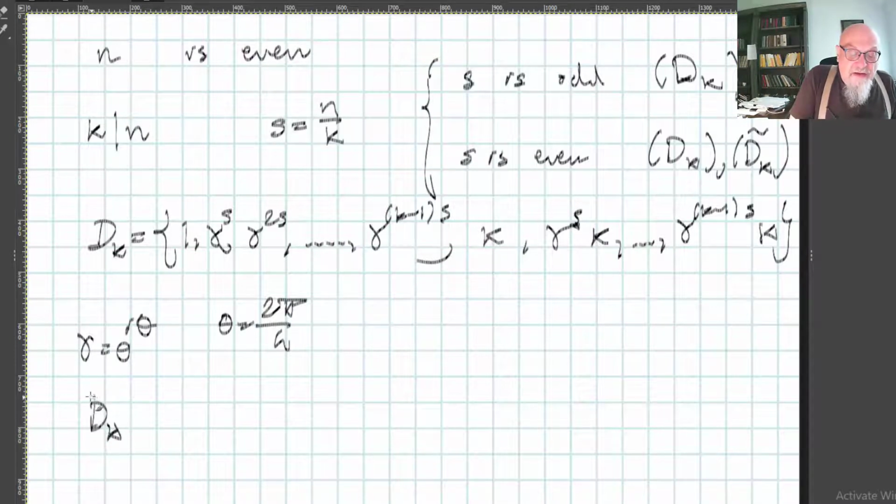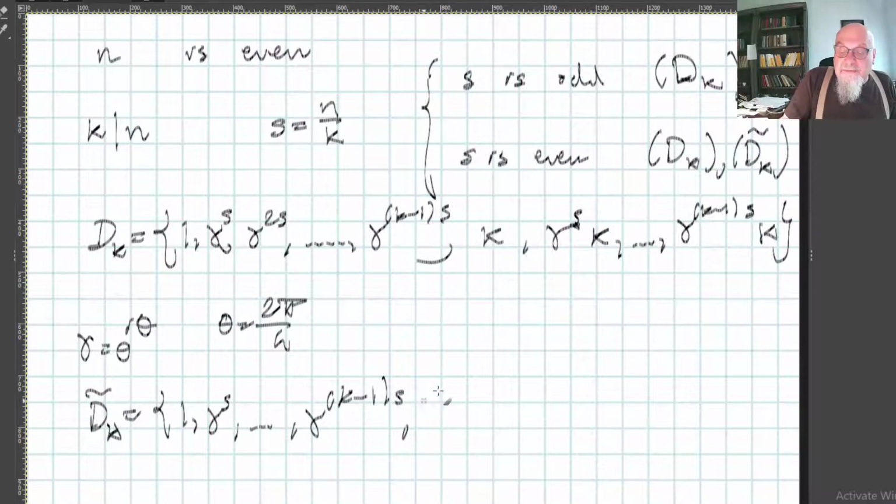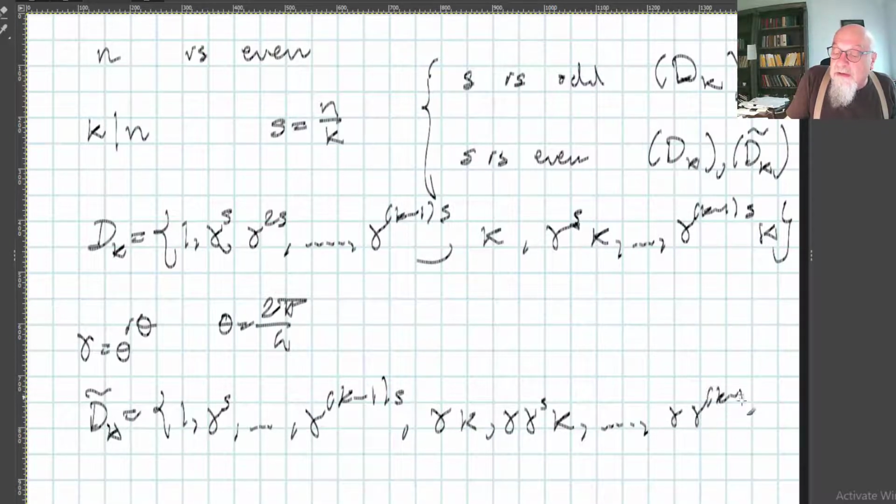So what is the group dk tilde? In this case, this group has the same rotations, and this is gamma^((k-1)s), except here you have gamma kappa. Those are the rotations that are not conjugate to those ones. So here we have gamma, gamma^s kappa, and this one, the last one will be gamma times gamma^((k-1)s) kappa. So we have here those rotations like it.